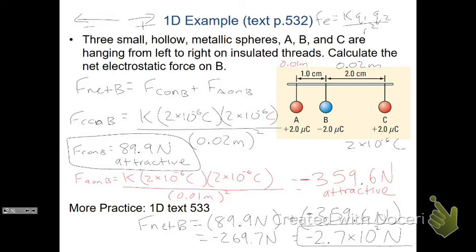Can I take out the negative and put it towards A? Okay, so if you wanted to rephrase your answer, you could say F net B is 2.7 times 10 to the 2 newtons to the left, so towards A. Yeah, that would be fine too. All right. How do we feel? Good? Solid? Nice. I like this one.